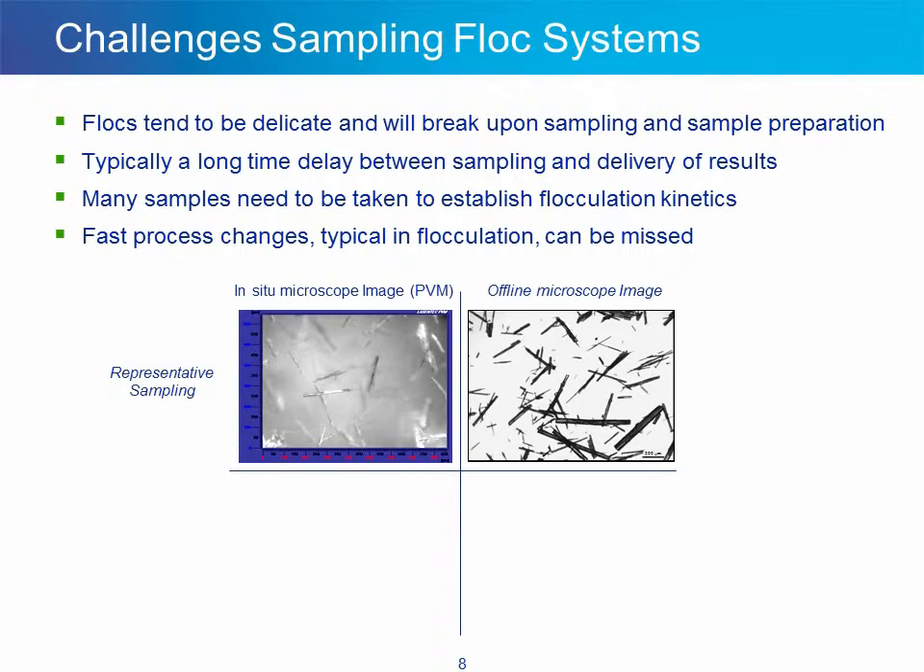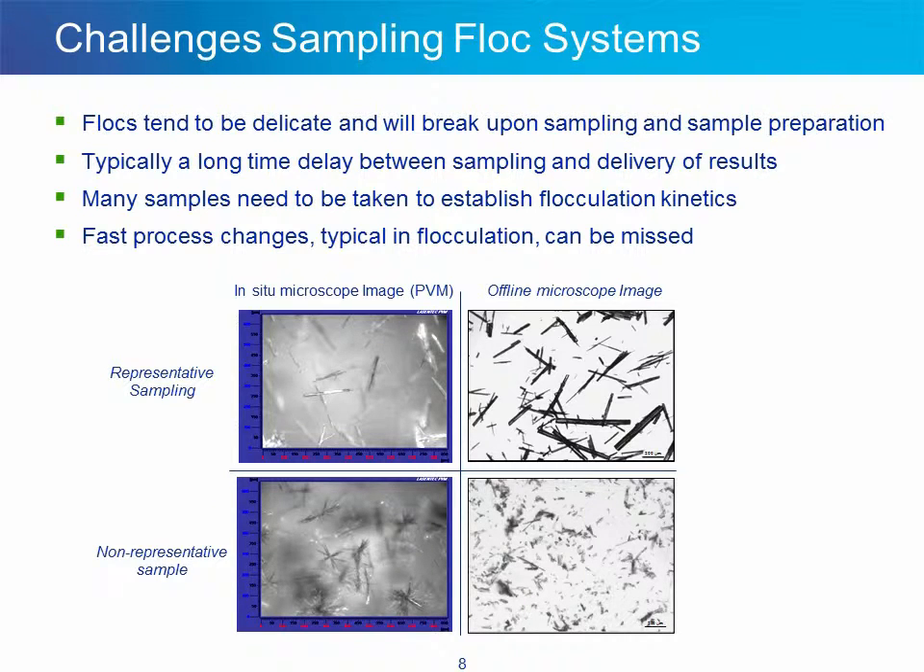This is a nice example that shows some of the limitations associated with sampling. Here we are actually looking at crystals, which are much more robust and less delicate than flocs, but you'll see that they can have a propensity themselves to break apart when sampled. If we look at this crystal system where we get these rod-shaped crystals, when we look at an in-situ microscope image on the left and compare it to an offline microscope image on the right, you can see that they're pretty similar. So in this case, the sampling has been pretty representative. The in-situ image matches the offline image quite nicely.